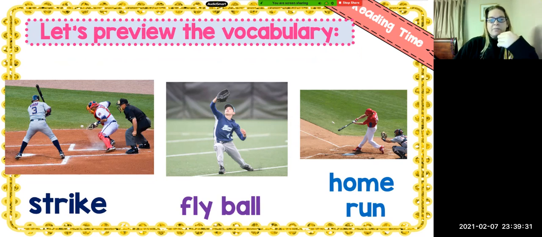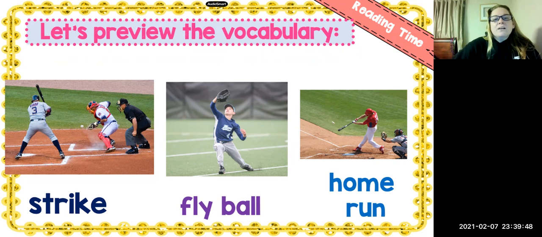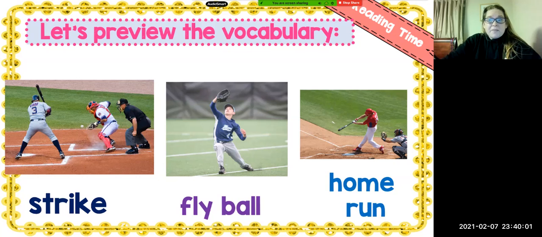So here are some vocabulary words. So a strike in baseball is when the batter does not hit the ball, like if they swing and miss the ball, or if the ball is in a certain position and they don't swing at all. That's called a strike. A fly ball is when the ball goes up really, really high in the air. And then a home run is when someone hits the ball so hard and so far that they're able to go around all the bases and score a run before the ball gets thrown back to the home plate.